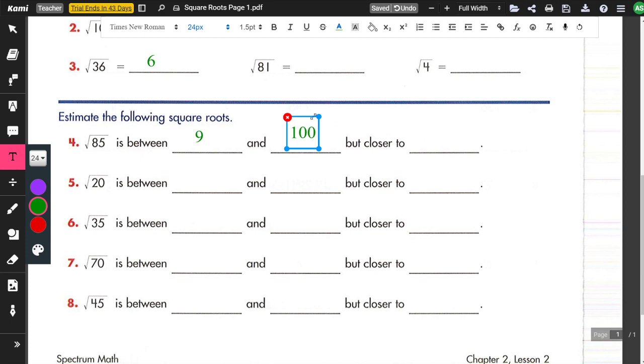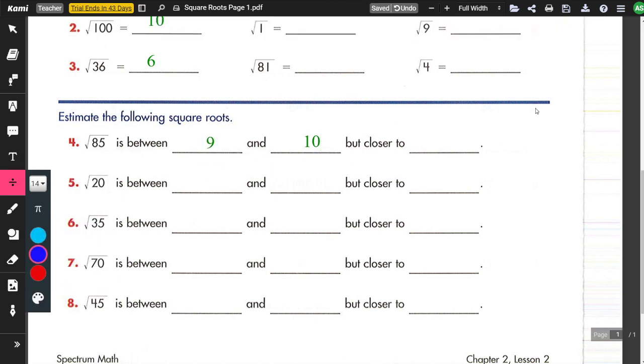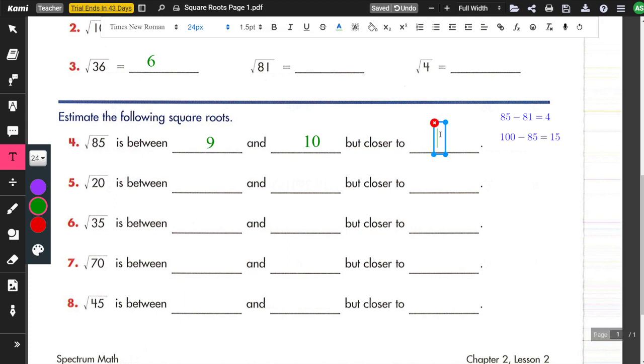Now you need to find out which one is closer to 85. The way you can check this is by finding out which one has the furthest distance. So you'll do 85 minus 81, which equals 4. And then you'll do 100 minus 85, which equals 15. As you can see, 4 is a lot smaller than 15. So my answer is, it's closer to 9.